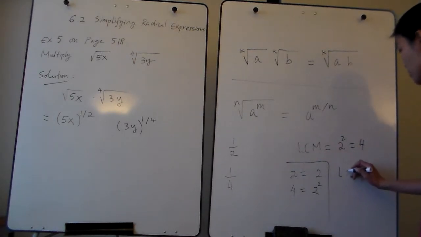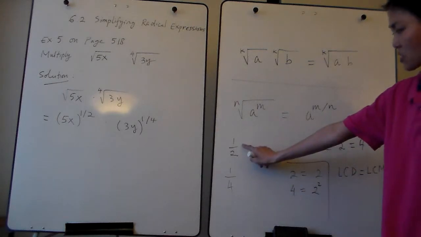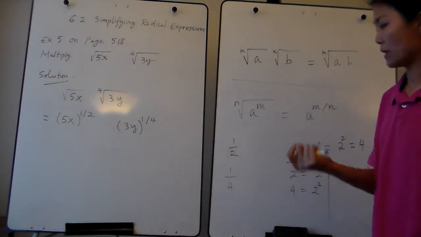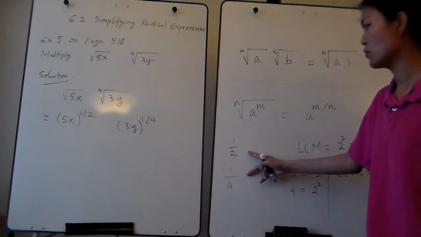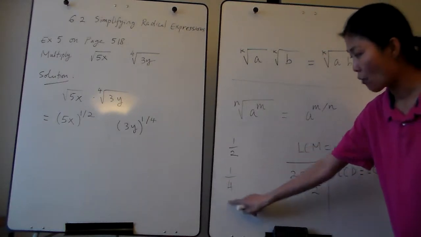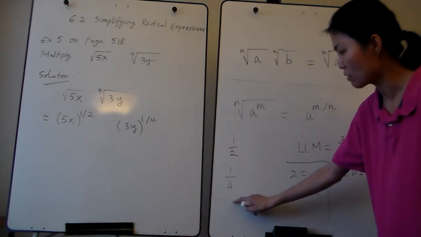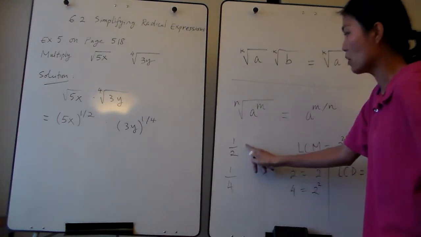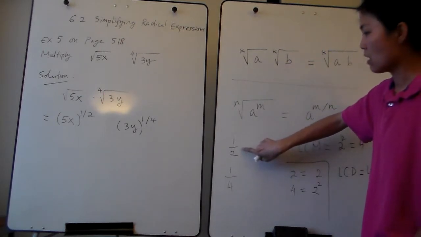And again, LCD is equal to LCM, which is equal to 4. So we need to convert this exponent 1/2 and this exponent 1/4 to the exponent with denominator LCD, which is 4. Now looking at these two exponents, you see that this one is already in the form that has the denominator as the LCD, right? It's 4. So we don't have to worry about this exponent. What we need to worry about is this exponent 1 divided by 2 because its denominator is not 4 yet.